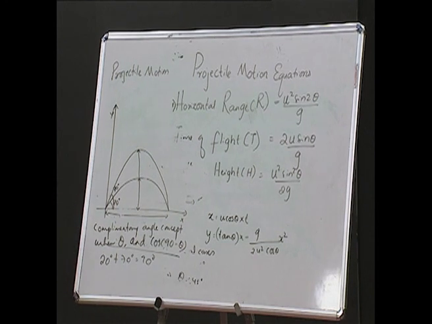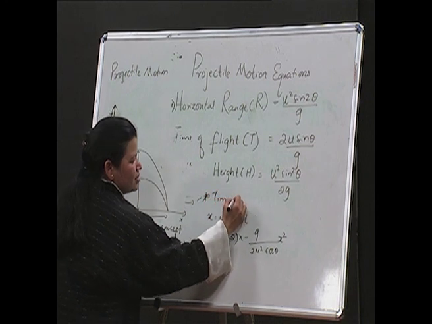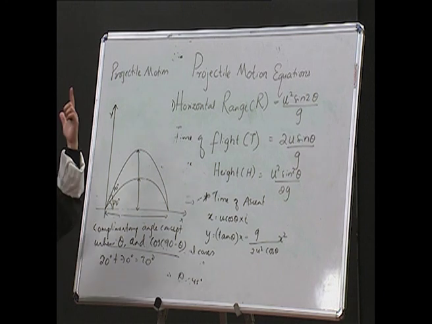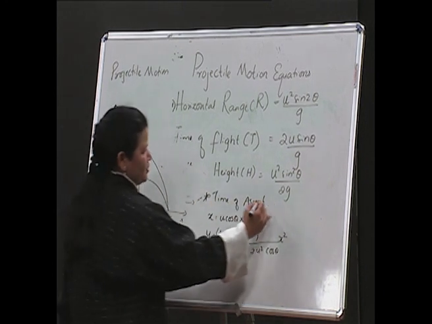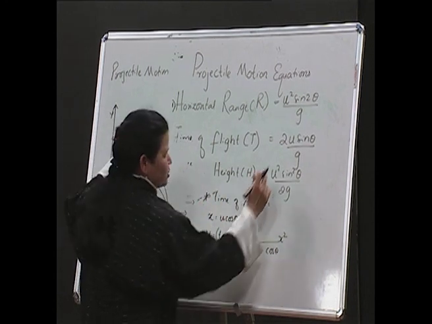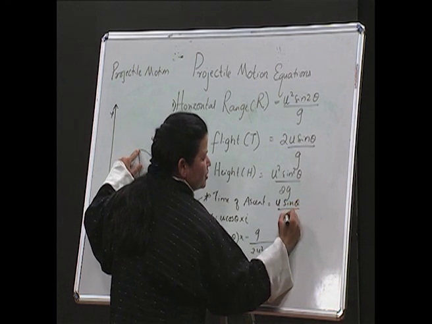So, time of ascent I can add here as one more. What is time of ascent? Ascent, I hope you all know, means to rise to a certain height. So, that is just half of the time of flight to reach this point. Half of the time of flight will be nothing but u sine theta over g.